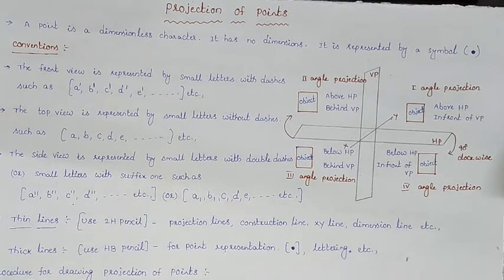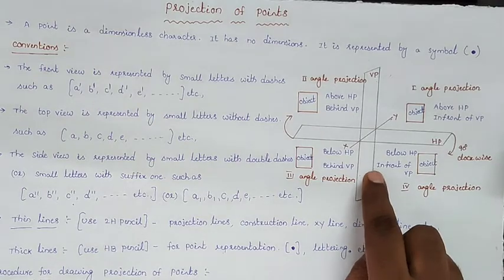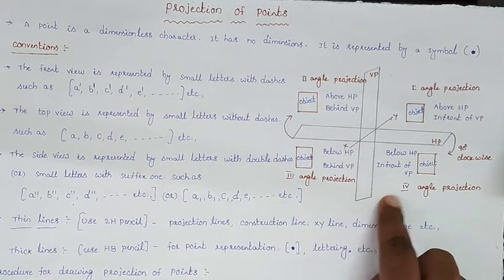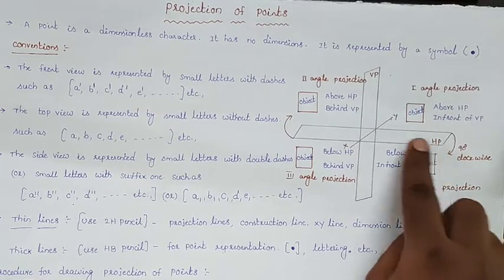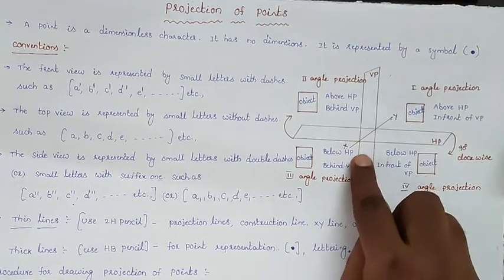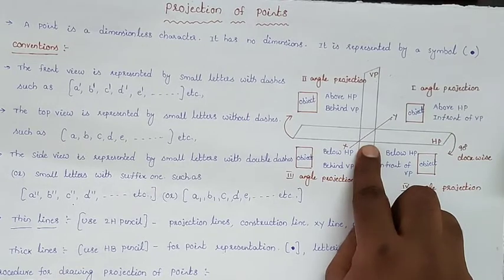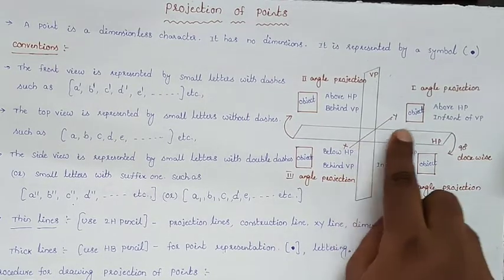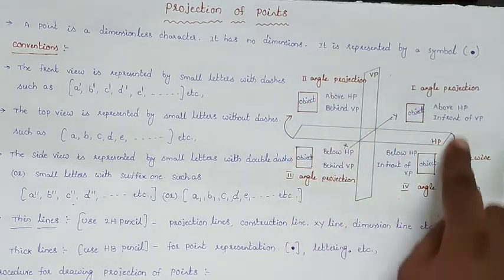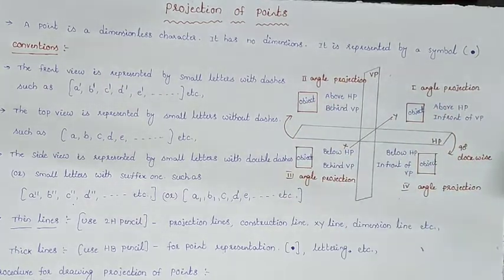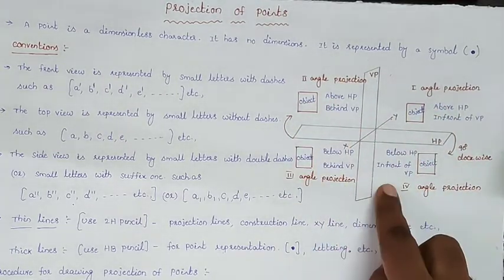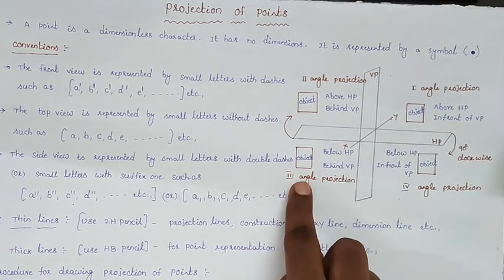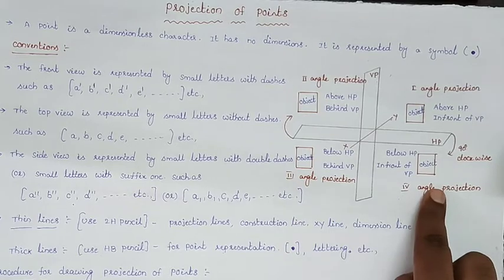Here I am drawing a diagram representing a three-dimensional view. I am drawing the horizontal plane and also the vertical plane. The line of intersection between the horizontal plane and the vertical plane we call the XY line. The horizontal and vertical planes form four quadrants: the first angle projection, second angle projection, third angle projection and fourth angle projection.